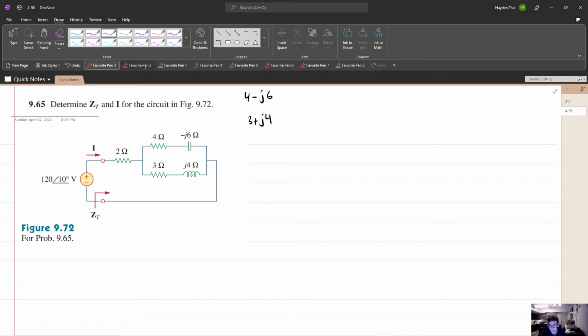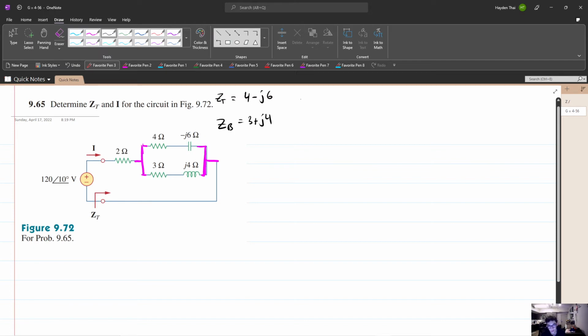And then these two branches, once we combine them, they're going to be in parallel. So if it's hard for you to see, I'm drawing the nodes. And the reason that they're in parallel is because they share two nodes, right? So we can combine those. So this is basically one element here, and then this is one element here, after we combine them in series. I'm just going to call this Z top, and then I'll call this Z bottom.